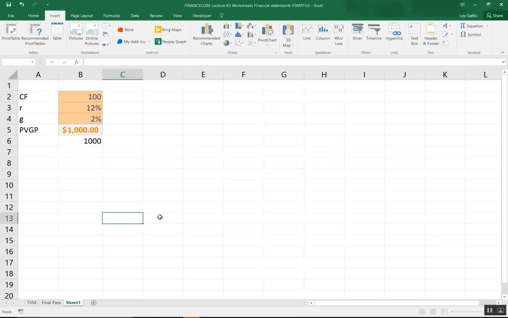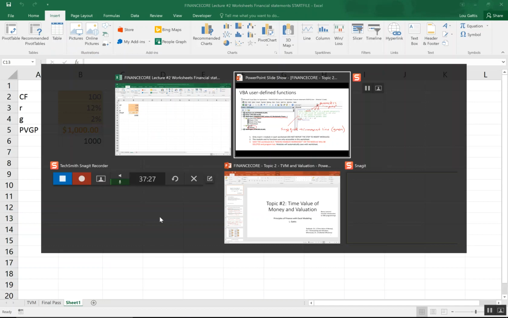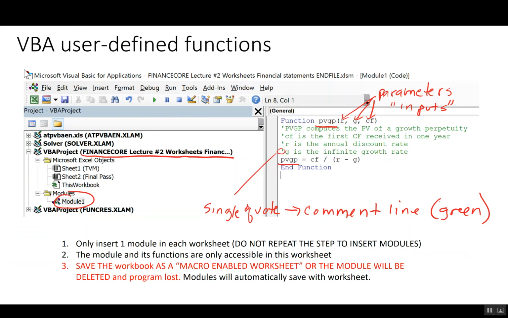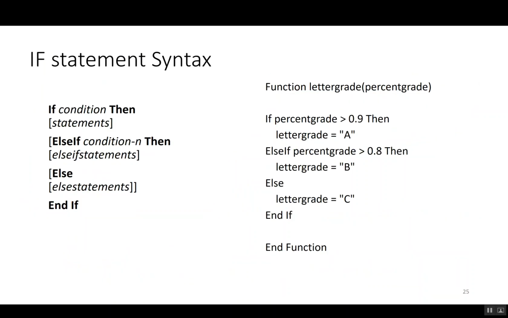So that's the basics of VBA programming. Make sure you only insert one module in each worksheet. This program we wrote, that module and PVGP, is only good for that worksheet, so you're not going to find it if we insert it in another worksheet. And make sure you save it as a macro-enabled workbook.